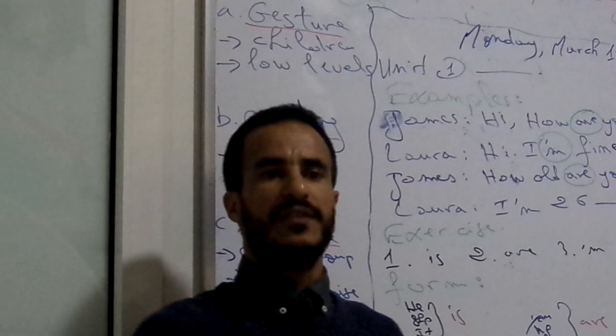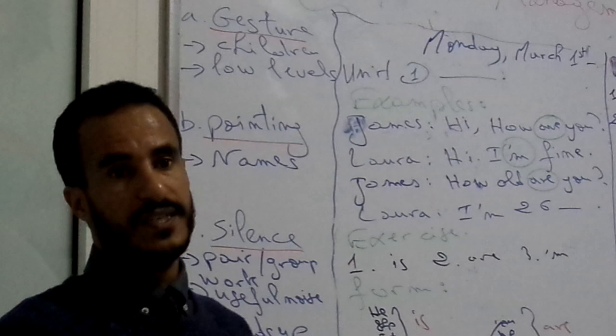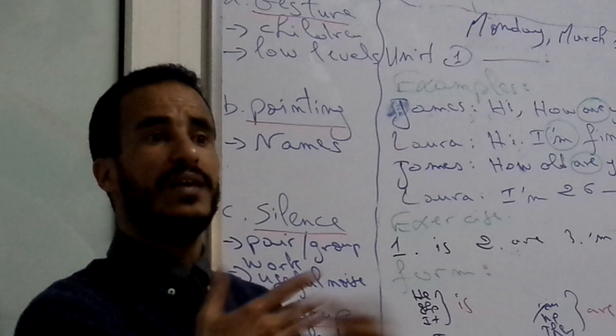Then the practice and the rule. There is no need to write everything. You write what is important, but correction on the board. Either you invite students to correct, or if you don't have time, you can just tell students to correct and you write it quickly on the board.